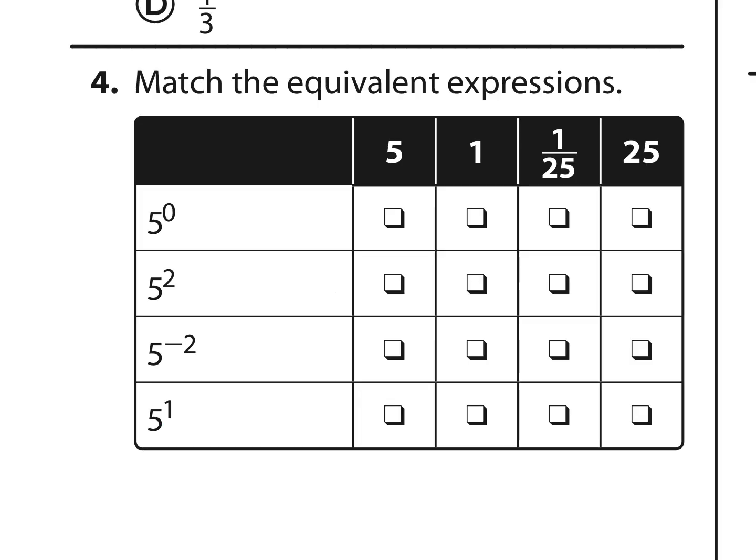Number 4, match the equivalent expressions. 5 to the 0 power is 1. Anything to the 0 power is 1. 5 to the second power is just saying 5 times itself, which is 25. 5 to the negative second power is actually like saying 1 over 5 squared, which is 1 over 25. And then 5 to the first power, anything to the first power is just itself, which is 5.